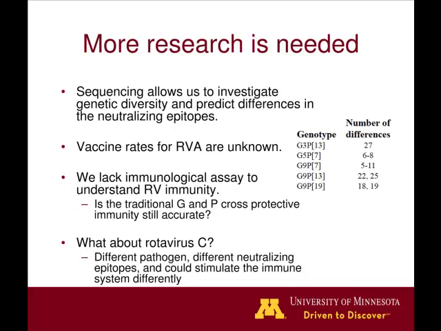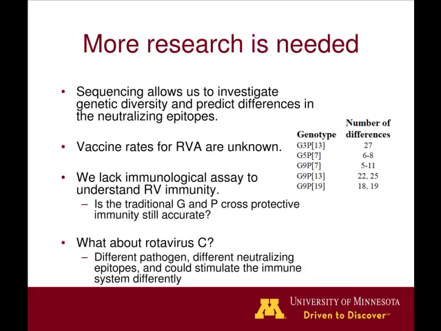We need some serological assays to follow that up, to understand if there's still protection against these different serotypes relative to the vaccine strains. When we move into the P types that are not in the vaccine, then we start to see lots more changes. So anywhere from 22 to 25 for the G3 P13s and the G9 P13s, and then for the G9 P19s we see anywhere from 18 to 19 differences.